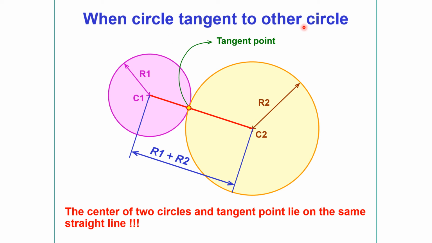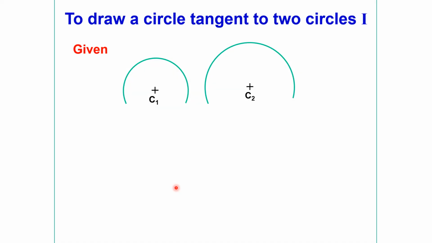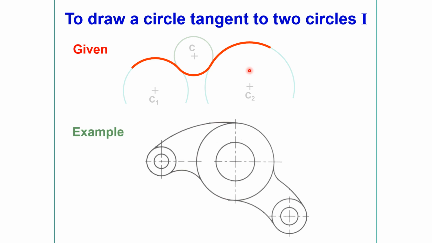When one circle is tangent to another circle, the centers of the two circles and the tangent point lie on the same line. Now we want to draw a circle which is tangent to these two circles. Okay, how? This circle has some radius, this circle also has some radius, and this circle also has some radius. How will we perform this? Here, for example, this line joins this circle and this circle. Most of the time we have to draw this in machine parts. So how will we do that?